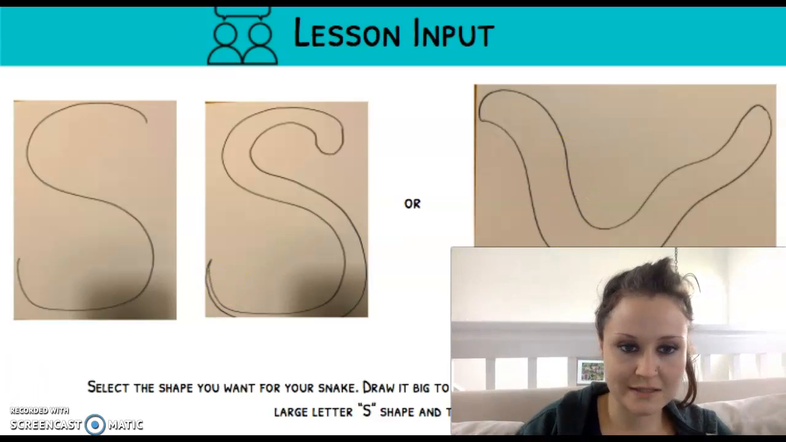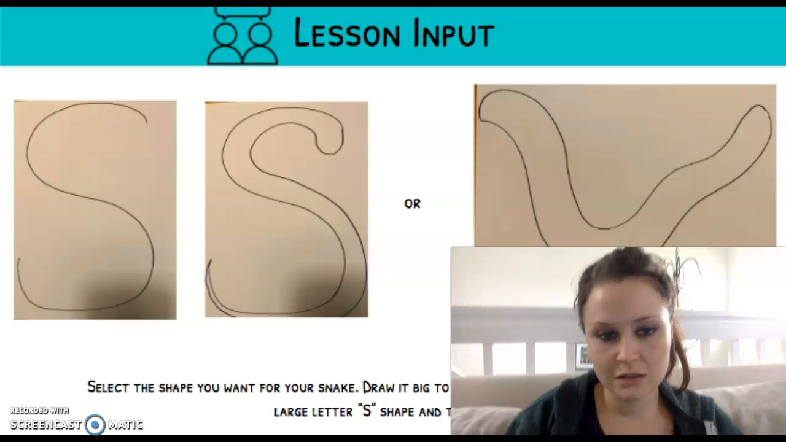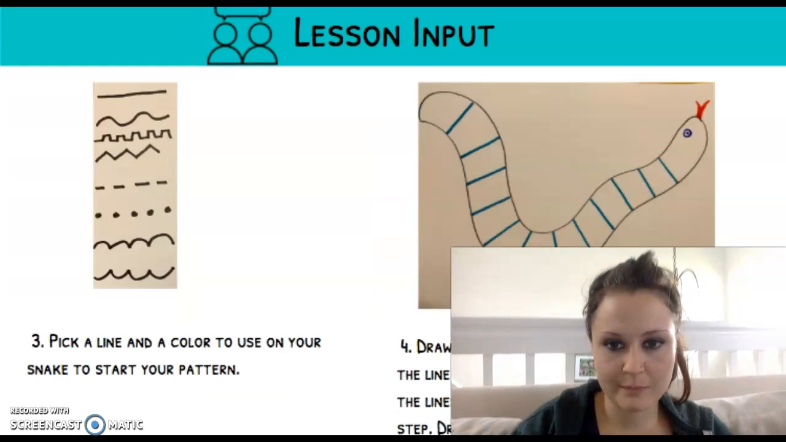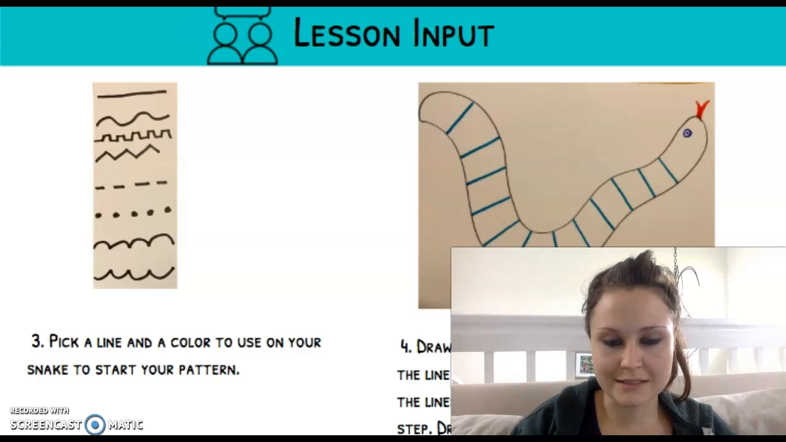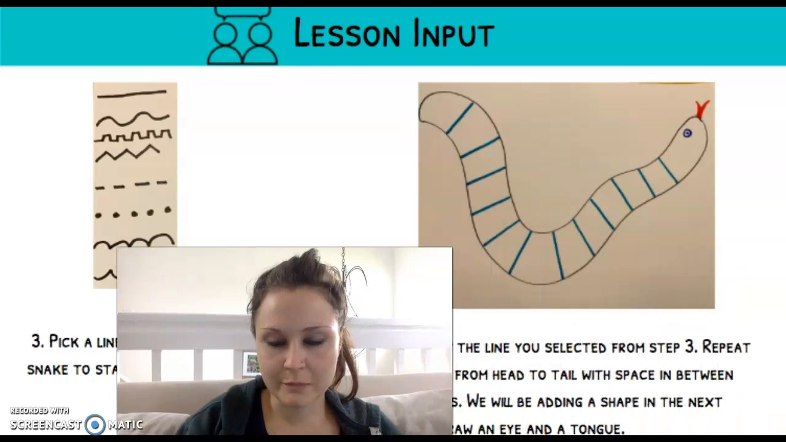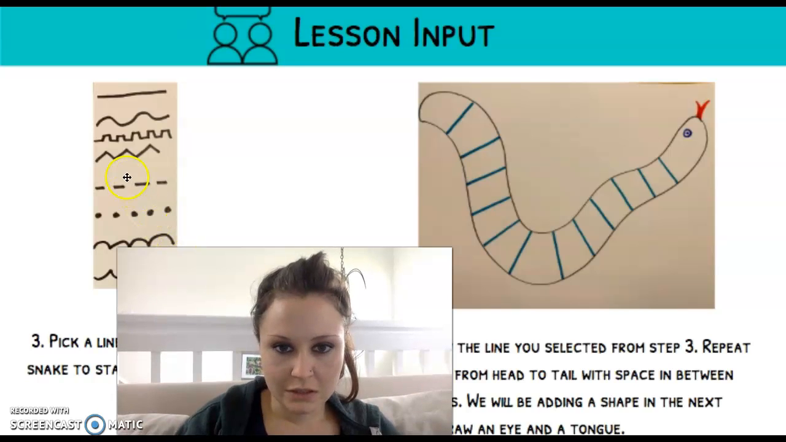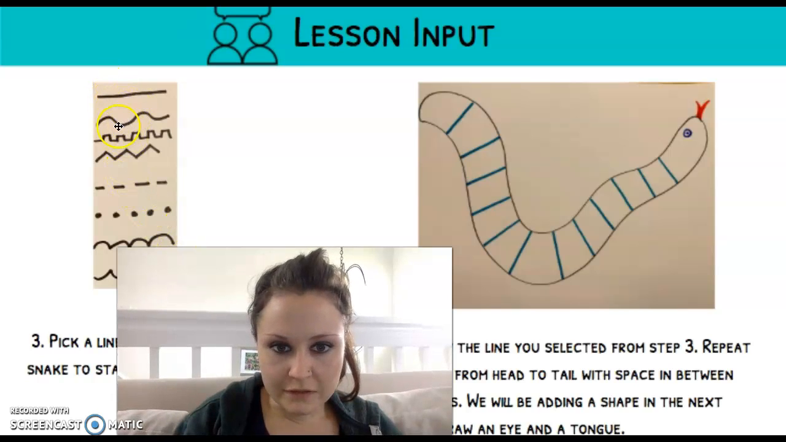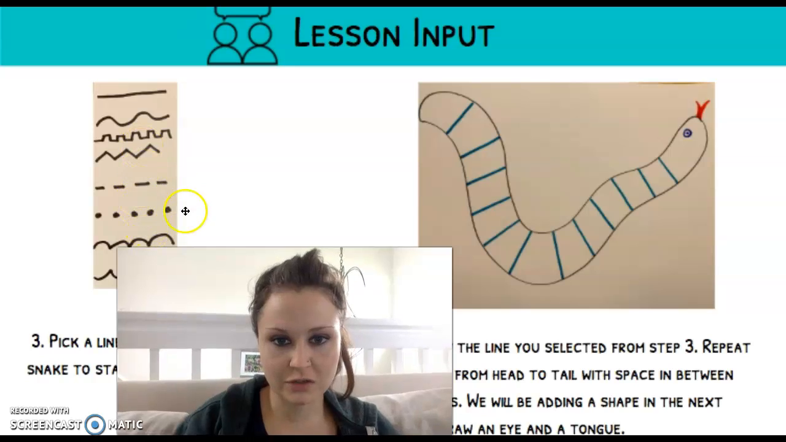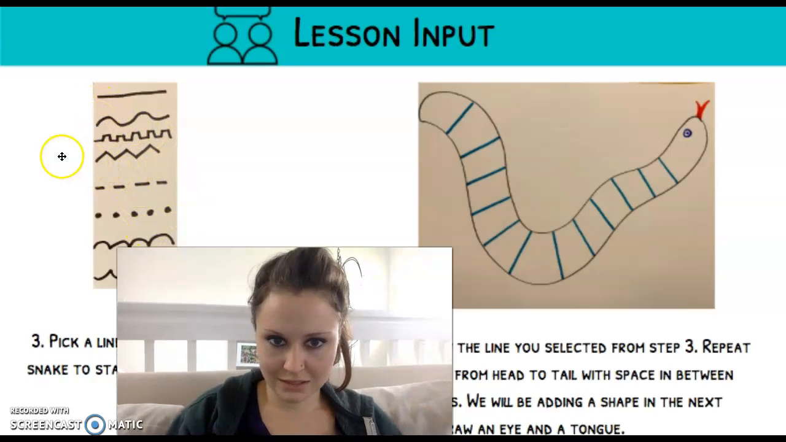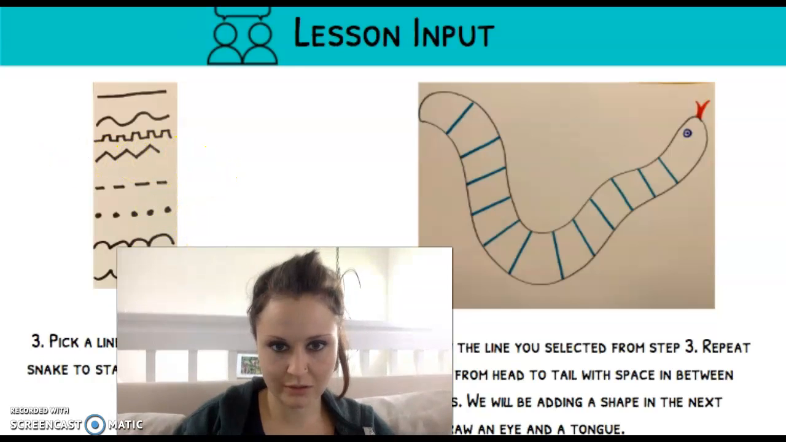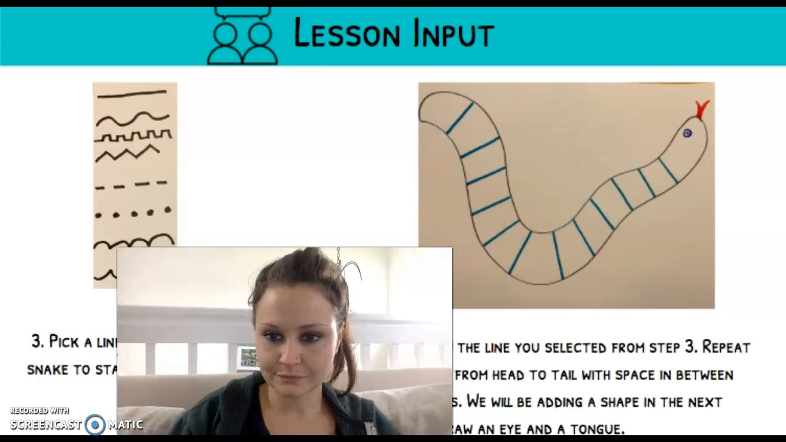If you need to practice this a few times until you get it right, you can do it on the back of your paper. And then you're going to pick some kind of line design, and you're going to fill up your snake with that. So there are some cool different types of lines in this picture. You can pick straight lines, curvy lines, zigzags, castle lines, dashed dots, or bumpy lines.